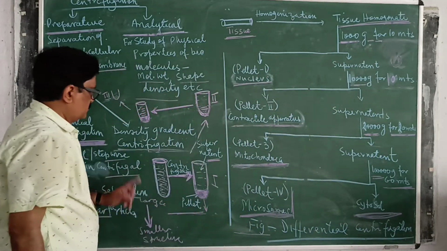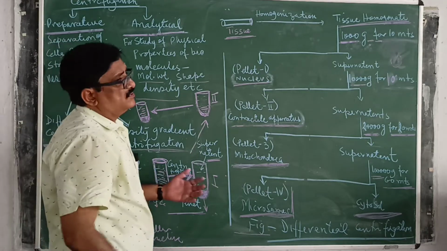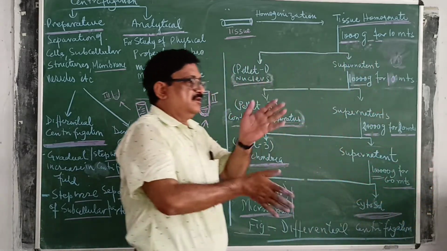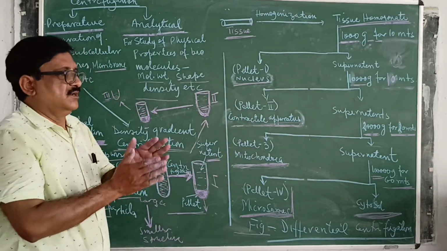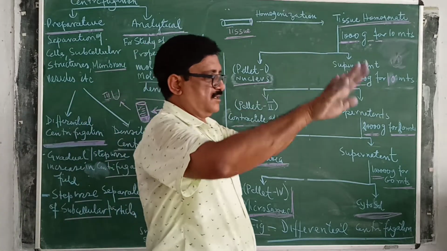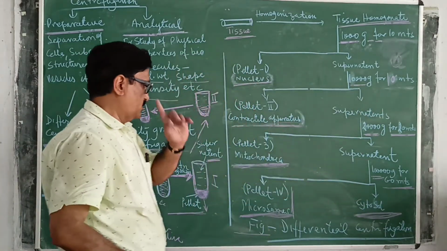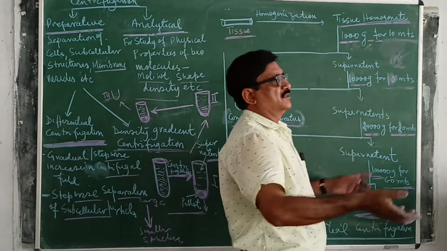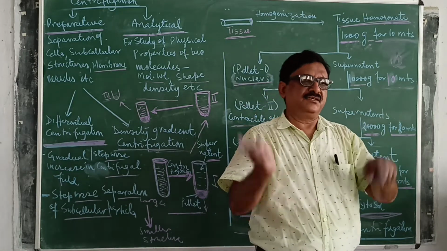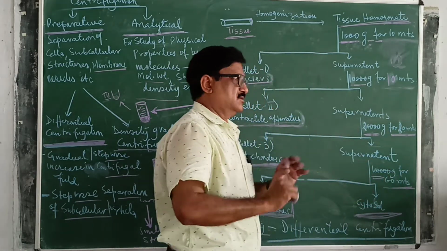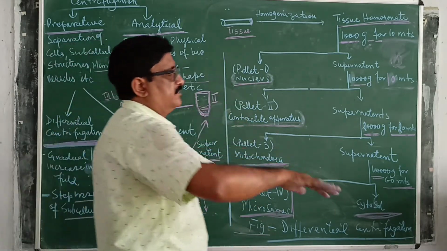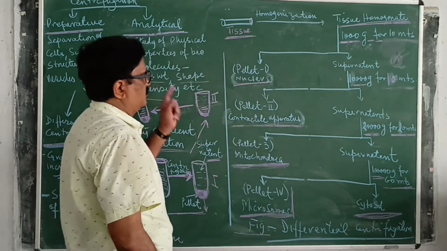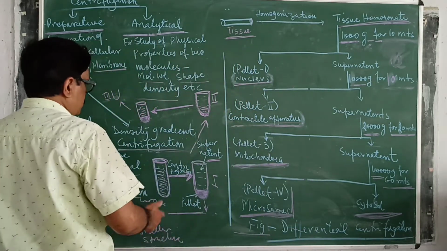How is it done? First, a homogenate is taken. Homogenate means that all the components of the cell are present in a liquid medium, in a solution, distributed evenly in all parts of the solution. The first step for the study is forming the homogenate of that tissue which contains the molecules or components to be analyzed.